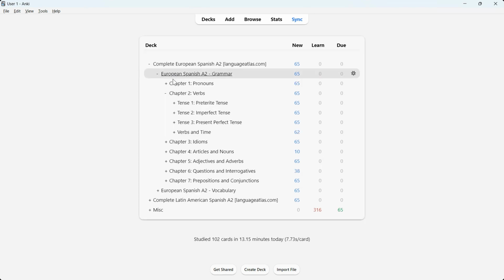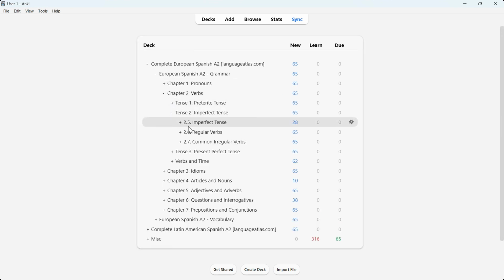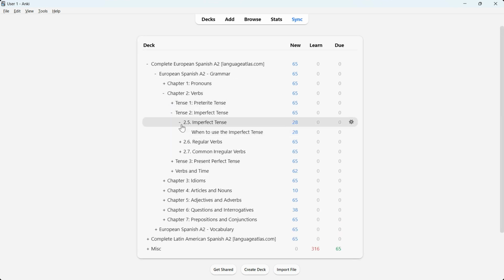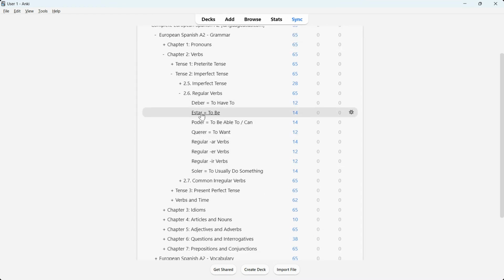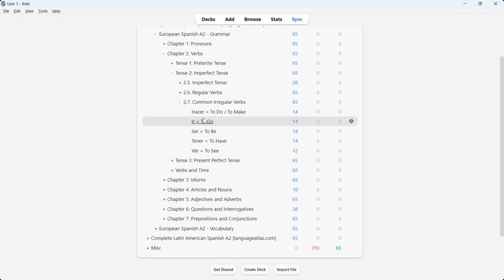We have the second tense, the imperfect tense. Again, when you use imperfect tense, some more regular verbs inside imperfect tense, so to have, to be able to, can. And we have the common irregular verbs, so to do, to make, to go, to be, to have, and to see.